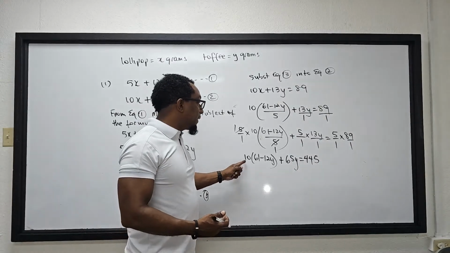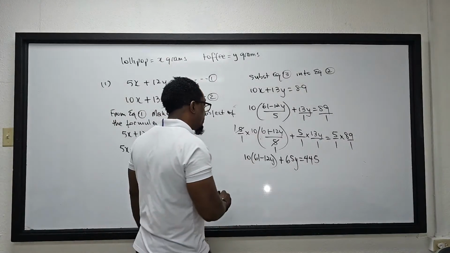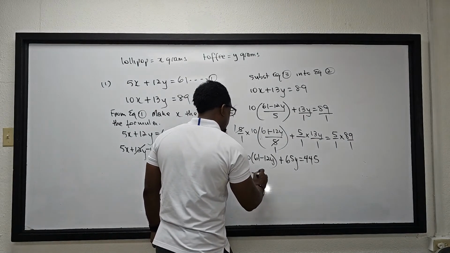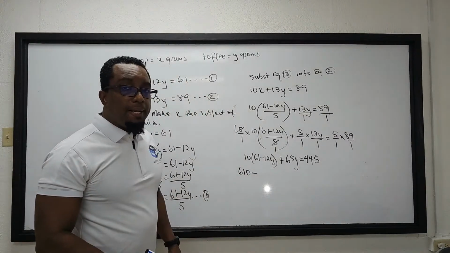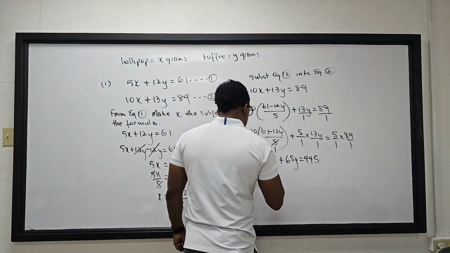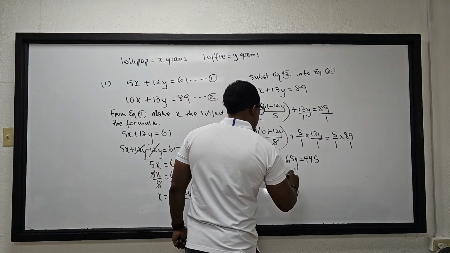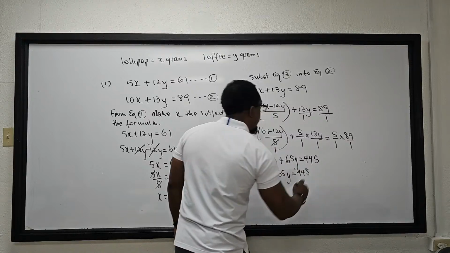So I'm going to remove my brackets. 10 by 61 will be 610. Subtract 10 by 12y will be 120y. Plus 65y is equal to 445.